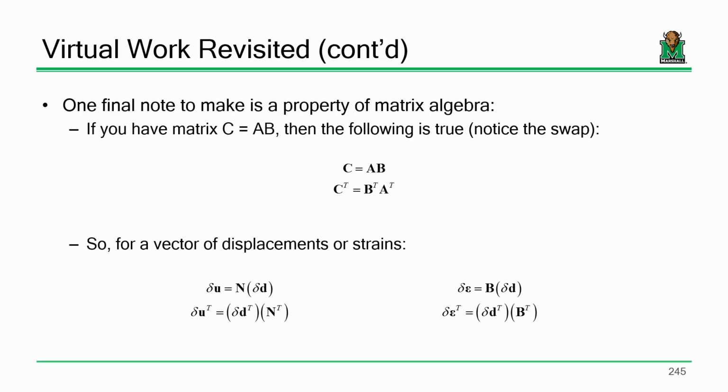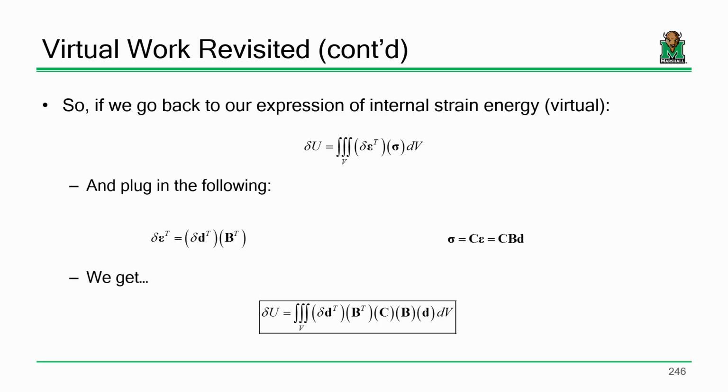So, this is a subtle note regarding matrix math. If you have A times B and you want to take the transpose of the whole thing, you can take the transpose of each individual term, but because of matrix multiplication, you have to swap them. You can prove that pretty easily. My point is that if I've got this virtual displacement equals N times this, and I take the transpose of that, I have to swap them. Everybody okay with that? Okay.